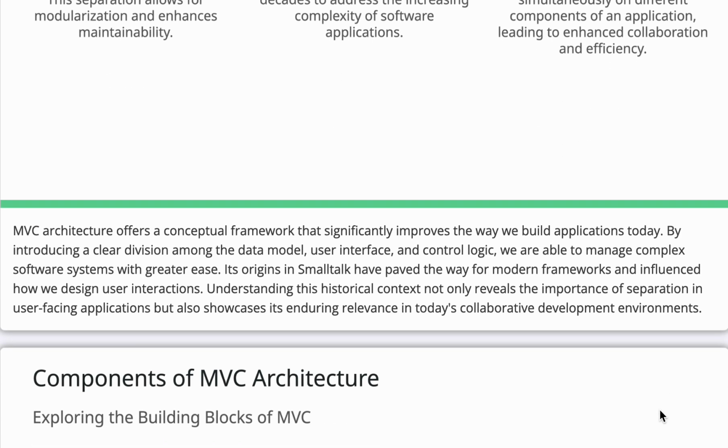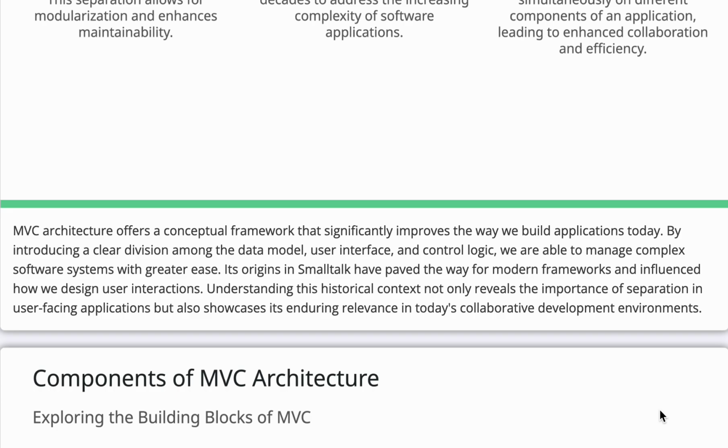MVC architecture offers a conceptual framework that improves the way we build applications today by introducing a clear division among the data model, user interface, and control logic. We are able to manage complex software systems with greater ease.